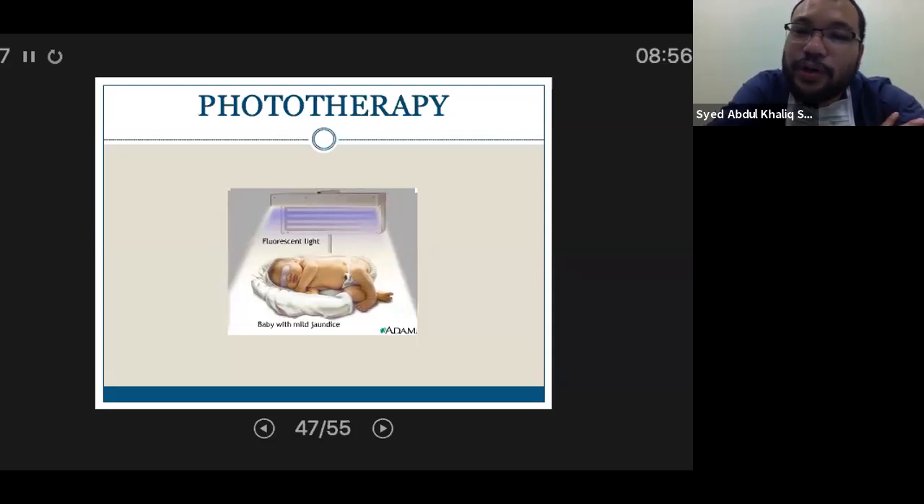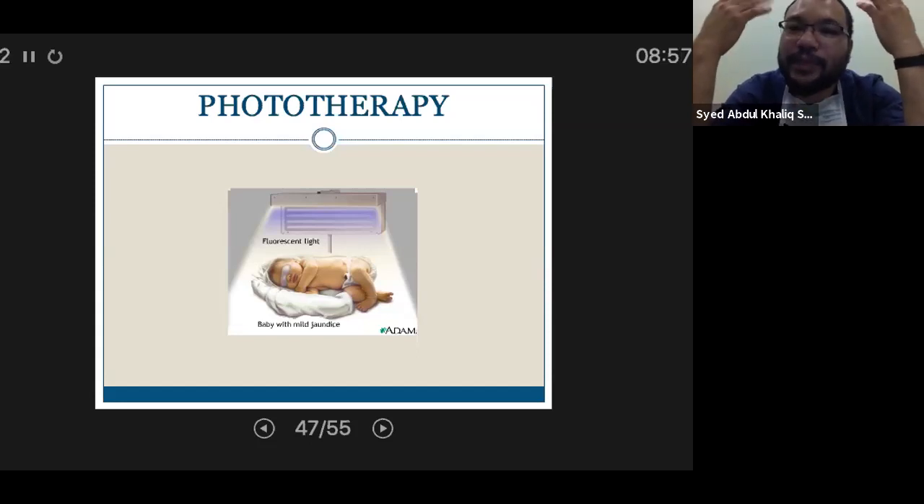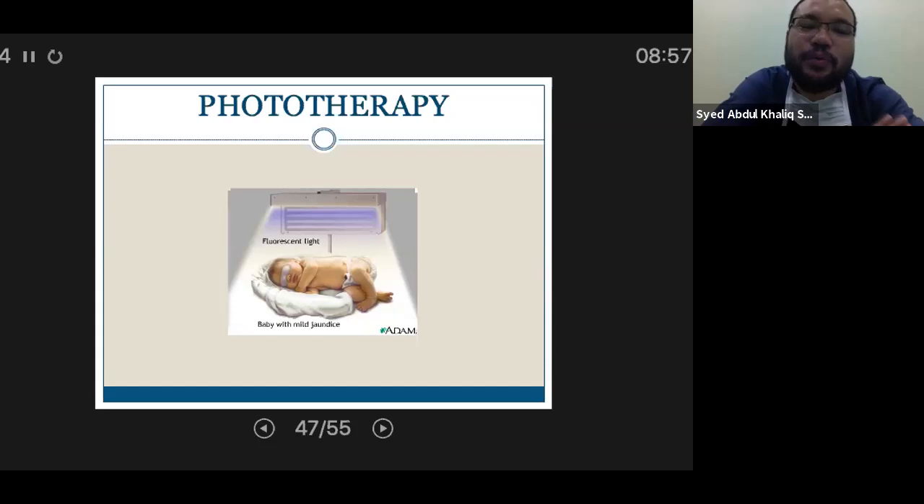Sebab itu kalau jaundice more than 14 days in term, more than 21 days in preterm, kita tak peduli sangat dengan phototherapy ke apa. Sebab we assume after 14 days, dia punya blood-brain barrier is more mature. So bilirubin tak cross that much into the brain. Kita tak worry sangat. Okay. So what happens dengan phototherapy ni? What happens is photoisomerization.